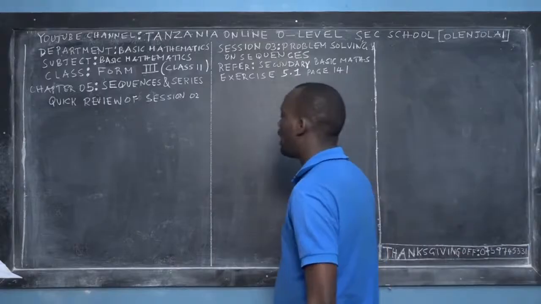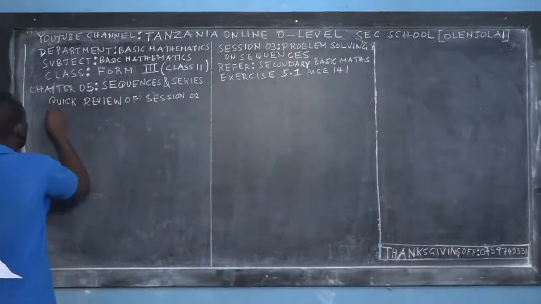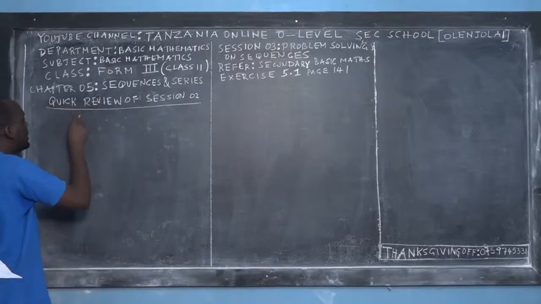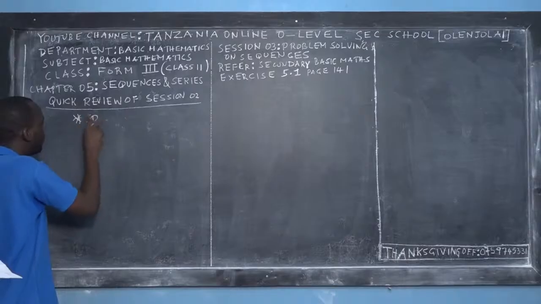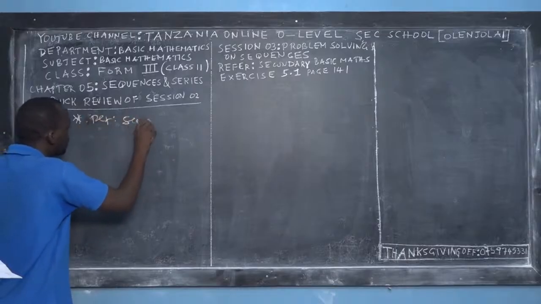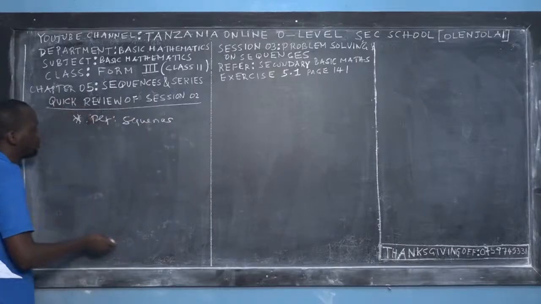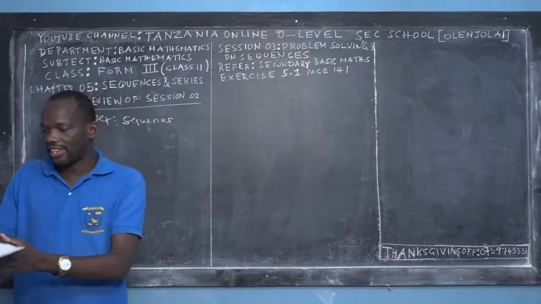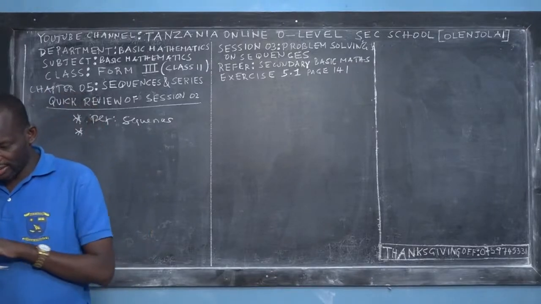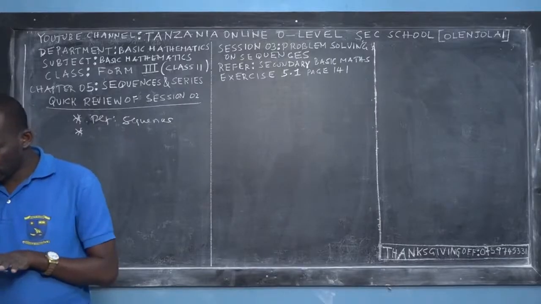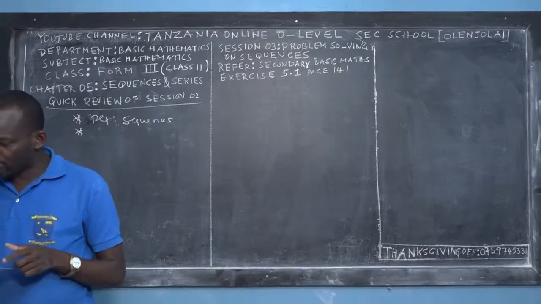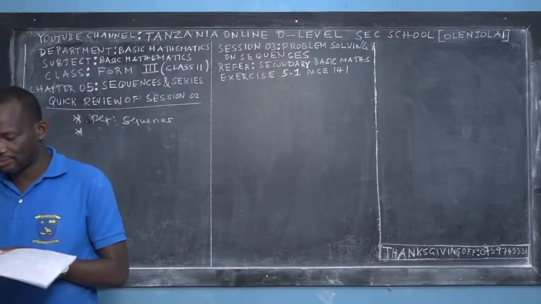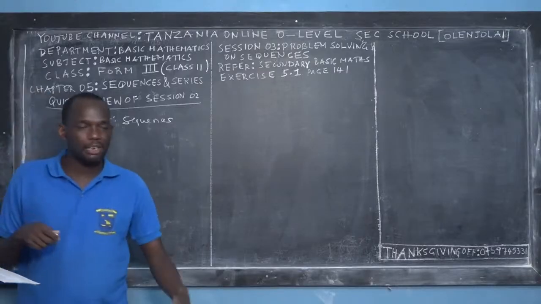So let us go to today's session. It is chapter 5, Sequences and Series. I'd like to do a quick review of session 2. In session 2, I began by teaching you the definition of a sequence. We say that a sequence is a set of terms written in a definite order to form a simple pattern, and these terms are separated by commas.